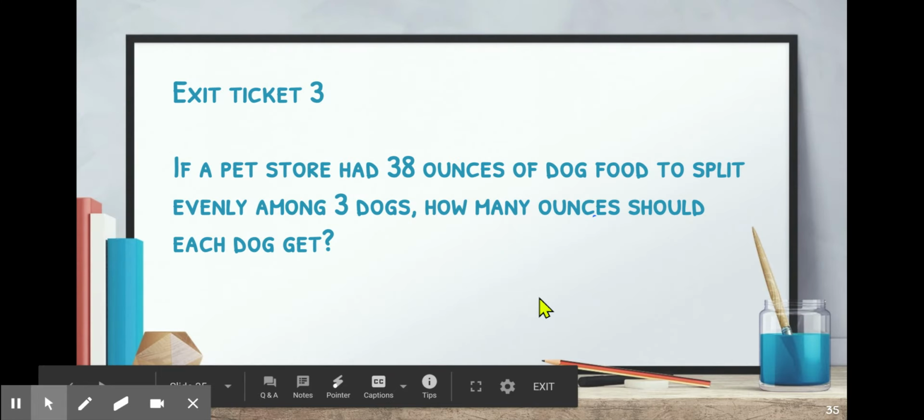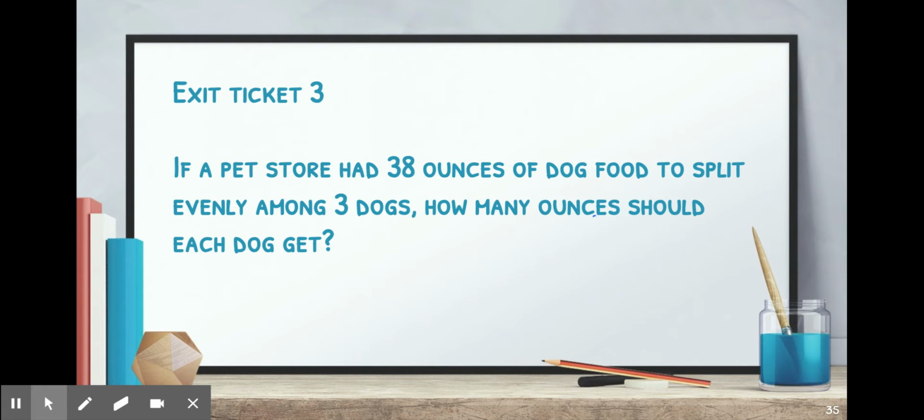And problem 3 on the exit ticket. If a pet store had 38 ounces of dog food to split evenly among 3 dogs, how many ounces should each dog get?